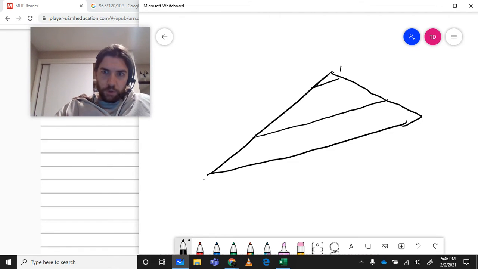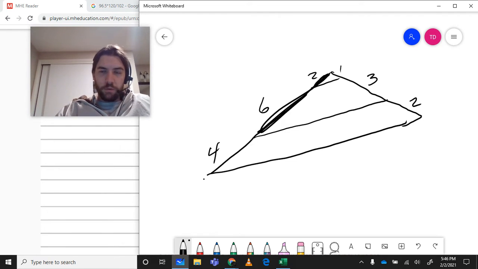So for example, this one could be something like 1 to 3, and maybe this side is 2, so this would be a 6 and a 4, right? The relationship between that side and that side, the 1 to 3 ratio, is the same as the relationship between that side and that side, a 2 to 6 ratio. 2 to 6 is the same as 1 to 3.